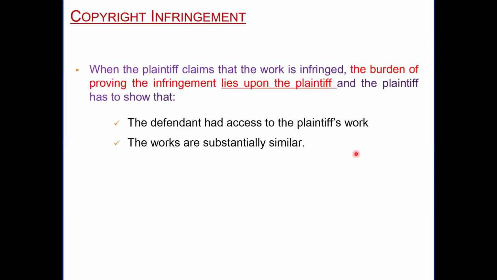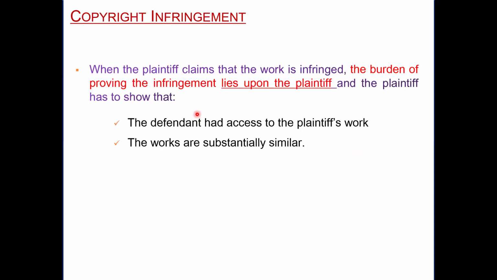Now remember that the plaintiff means that I have taken a copyright and I feel that somebody has infringed my work. If I claim that this work has been infringed, then it is completely my burden to prove in the court that my work has been infringed, right? And in such a case, I am to show that the person on whom I am putting this allegation had enough access.